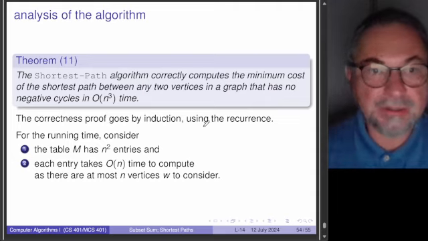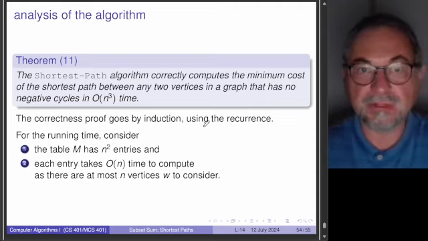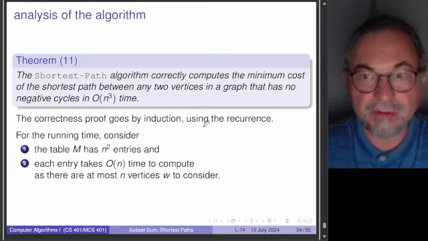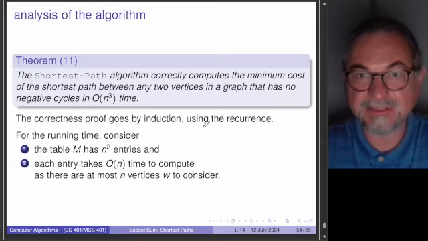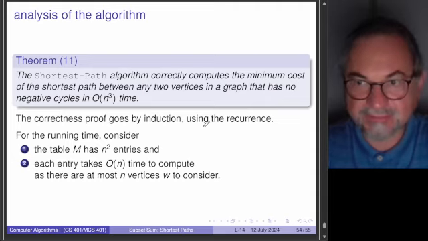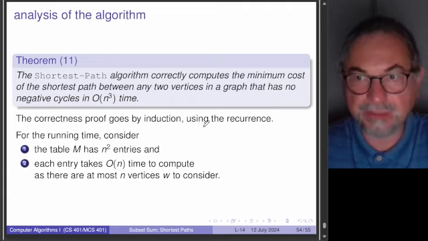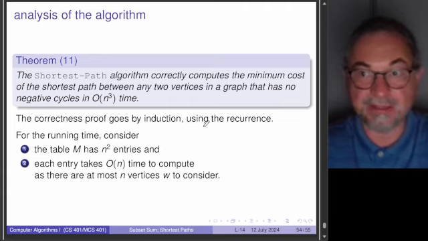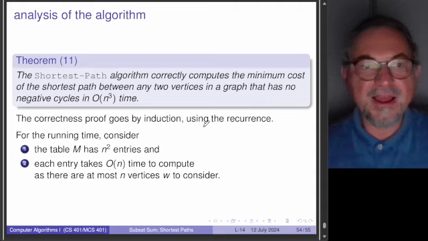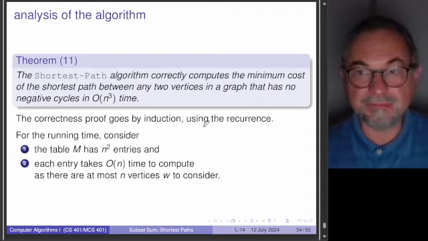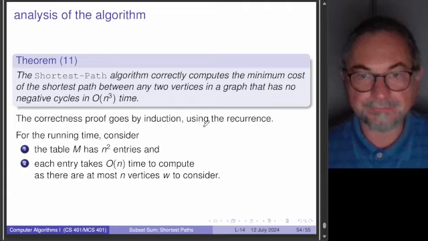So here is the algorithm. The shortest path algorithm correctly computes the minimum cost of the shortest paths between any two vertices. So here I selected one fixed destination. So can you actually read off from the table the distance to any pair of vertices? This runs in cubic time.